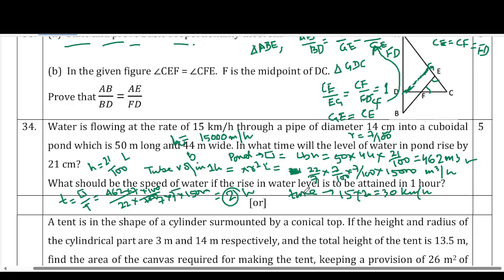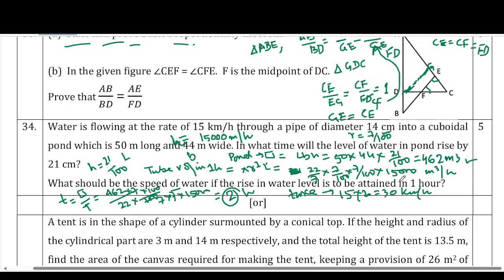If you take the volume per hour, it will be pi r square times the length per hour, that is the water column moving, which is 15,000 meter per hour. Take pi as 22 upon 7. R is the radius, that is 7 upon 100. So in 1 hour, this much water is flowing.